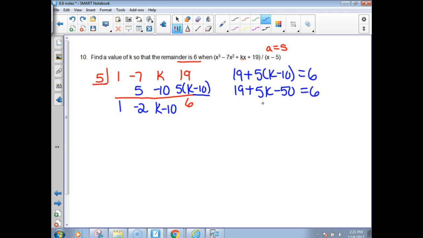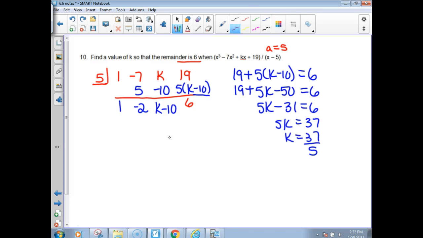19 minus 50, what's that? 31. Then we would add 31, and I'd divide by 5. So the answer is 37/5. Now, I would never have guessed that. No, it's 37. I added 31 to both sides. Okay? Okay, so the answer to k is 37/5.